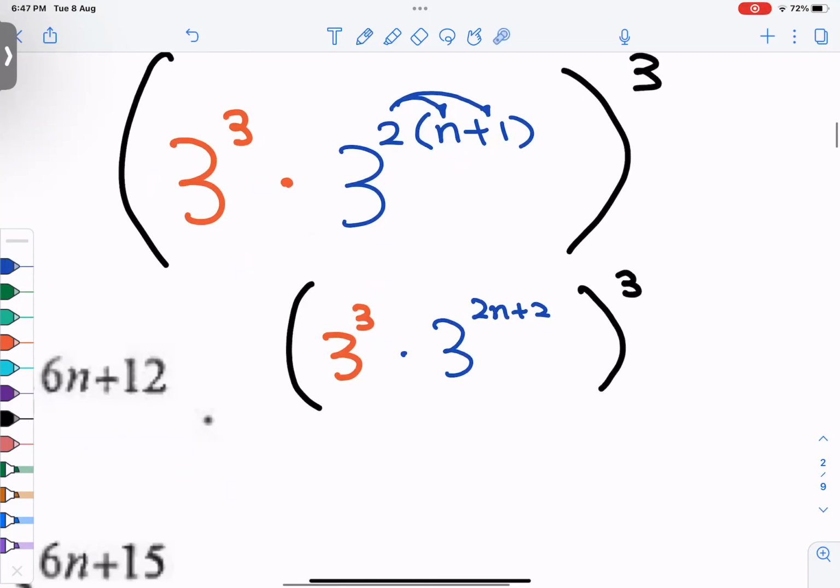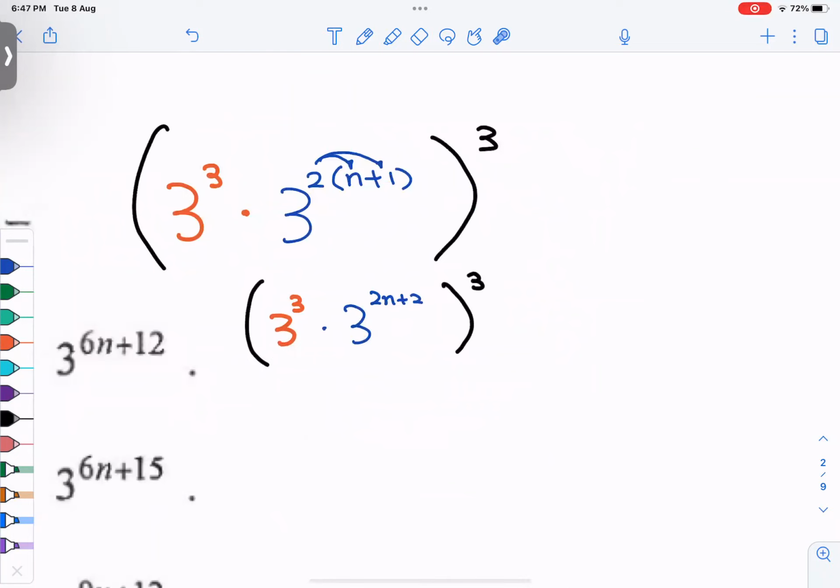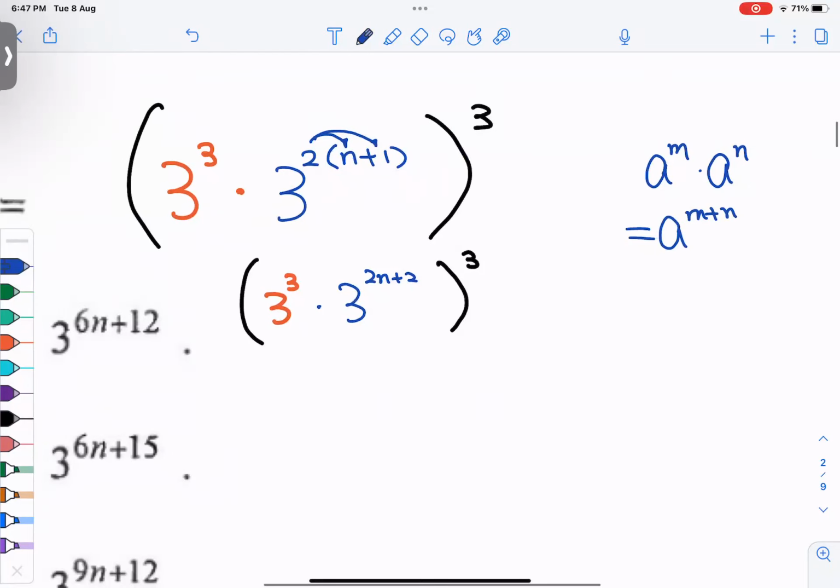Can we do anything else with the inside? They are having the base 3. Inside, there's a multiply. They are having the same base, so the powers can add up. Yep, so you can also do that. 3 plus 2n plus 2. Just write the base once and the powers add up. 3 plus 2n plus 2. And of course, the outside thing is still there.